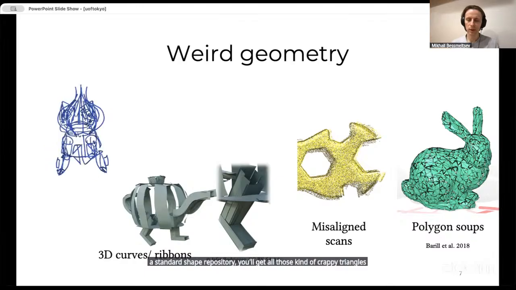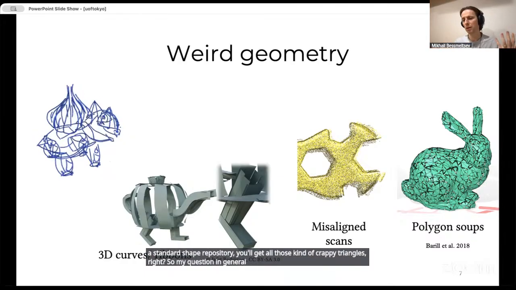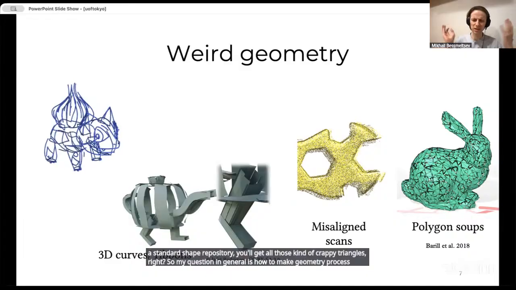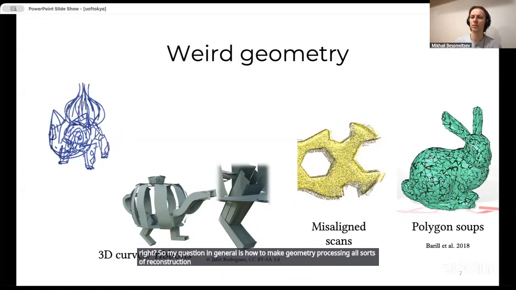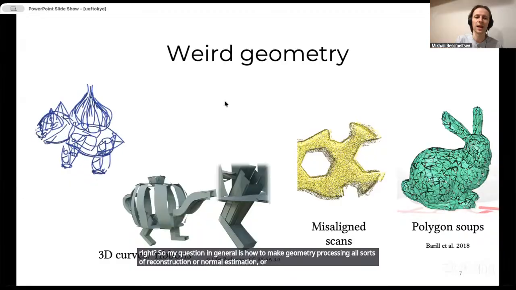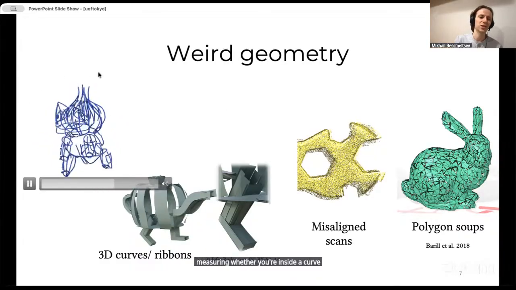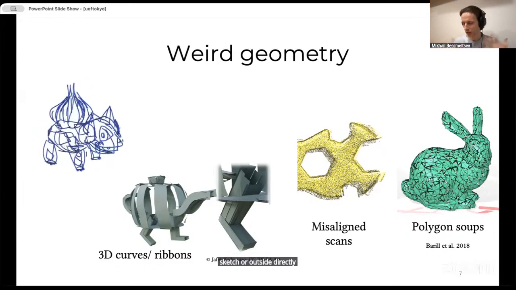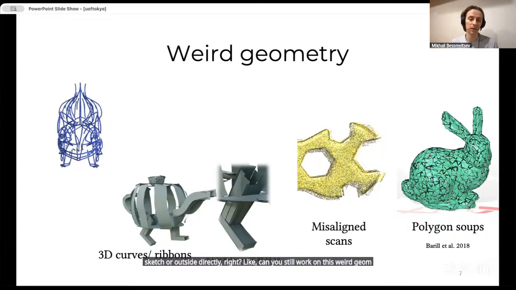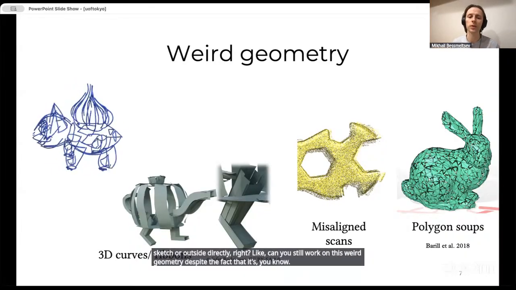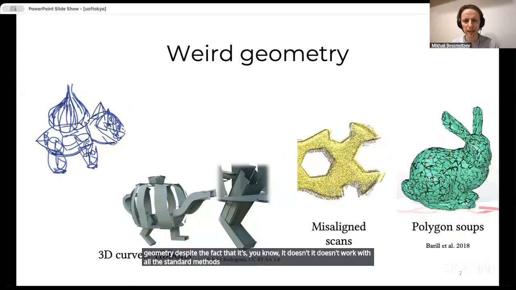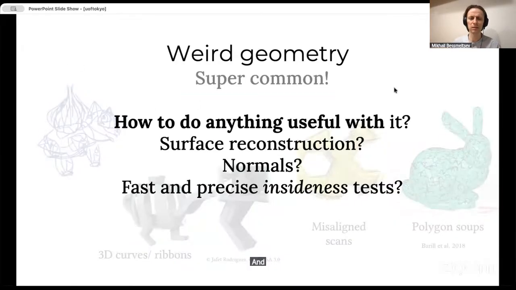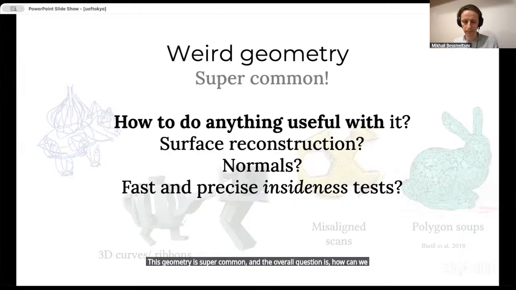So my question in general is how to make geometry processing, all sorts of reconstruction or normal estimation or measuring whether you're inside a curve sketch or outside, work directly on this geometry. Can you still work on this weird geometry despite the fact that it doesn't work with all the standard methods? This geometry is super common, and the overall question is, how can we do anything useful with it?